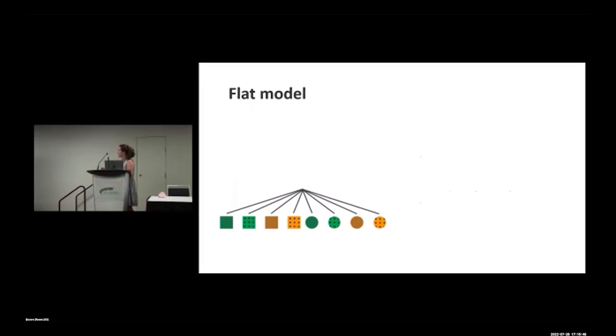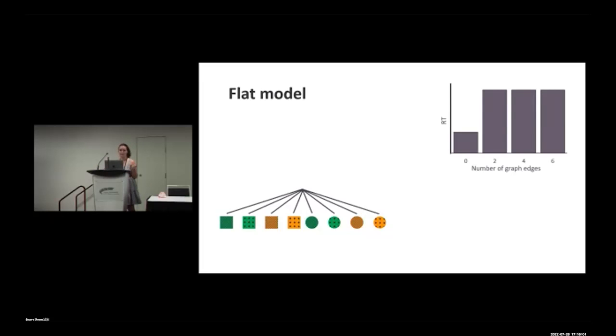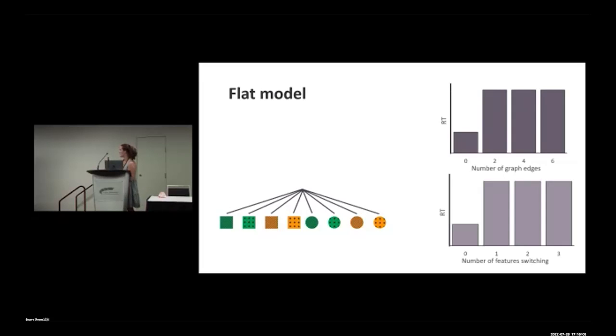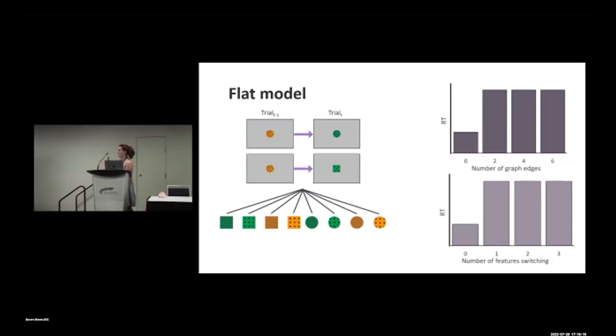Finally, another simple model is that participants might not be learning the structure of the task. They might just be representing these one-to-one relationships between the stimuli and the responses in a simpler, flat model. In this case, we wouldn't expect reaction times to be modulated by the number of edges of this structure, because they're not even learning the structure, nor the number of features switching on a given trial. So switch costs should be relatively equivalent between trials where one feature switches versus trials where many features switch.